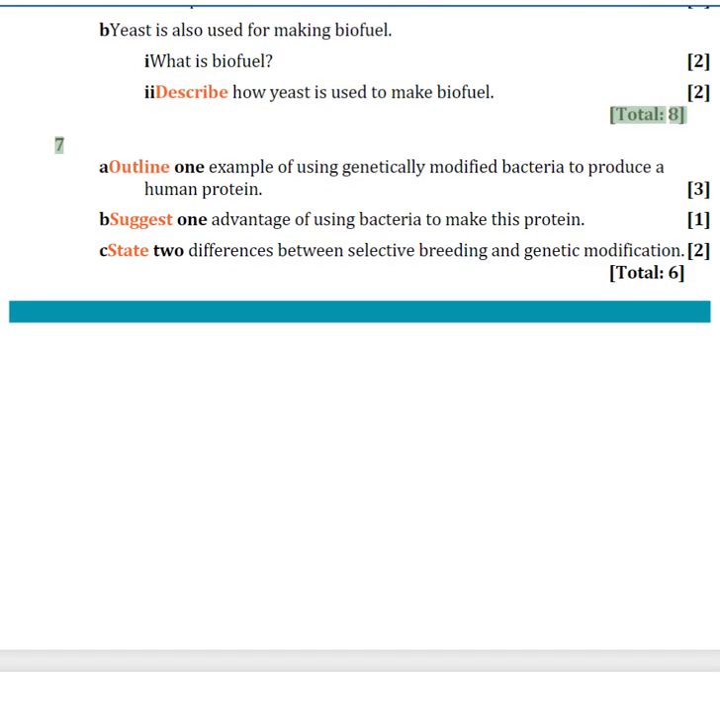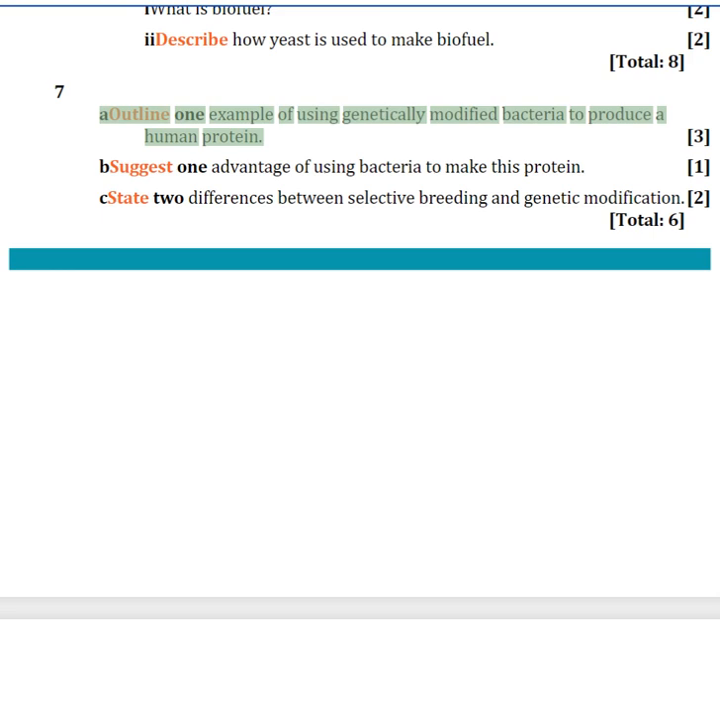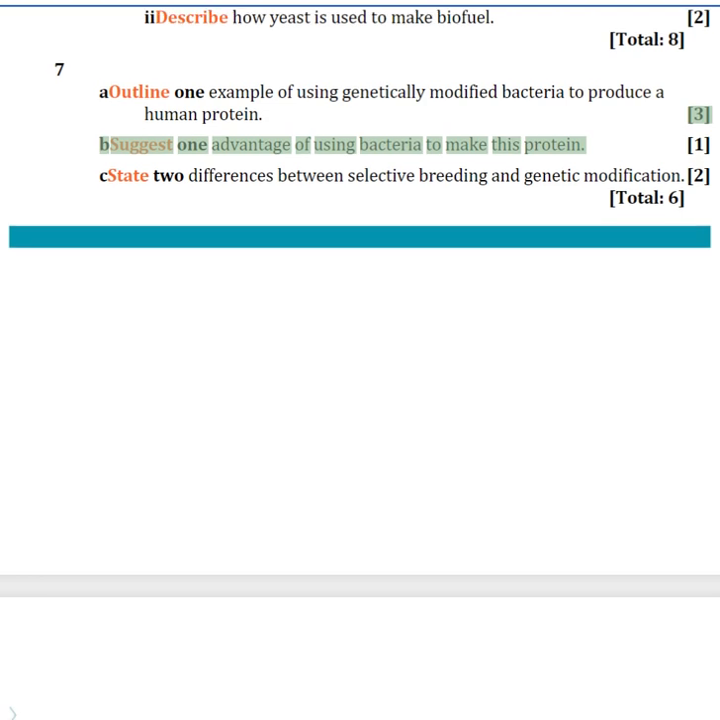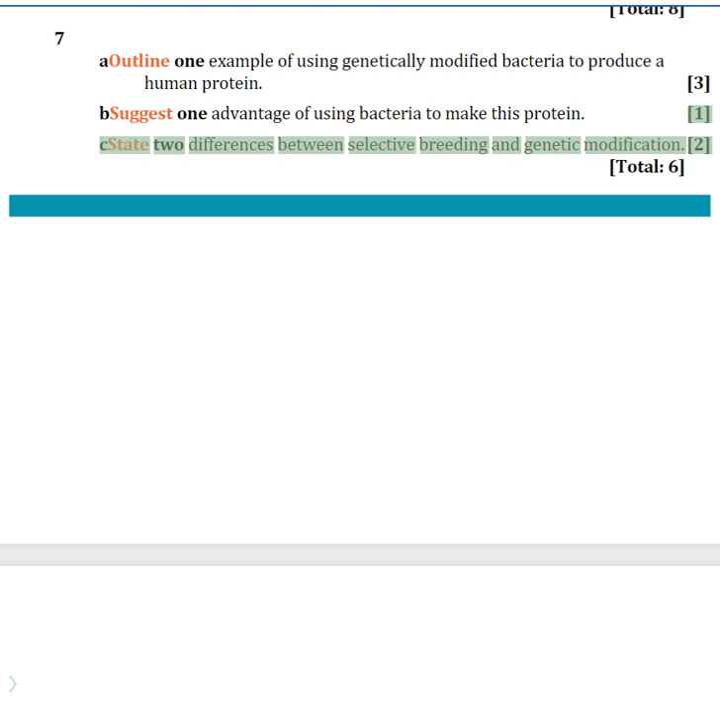7. A. Outline one example of using genetically modified bacteria to produce a human protein. B. Suggest one advantage of using bacteria to make this protein. C. State two differences between selective breeding and genetic modification.